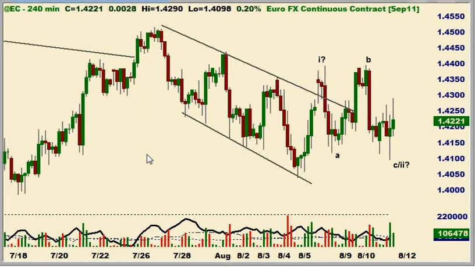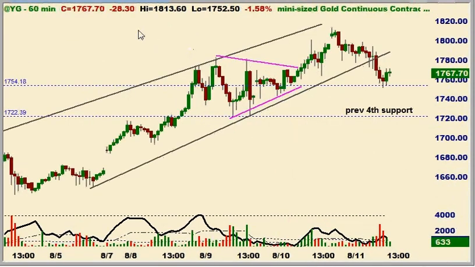The Euro FX. I think this chart's kind of a mess, to be honest, but I think that it probably best counts as a corrective decline. You have a possible impulse up, ABC down, and so you have a possible 1-2 off a corrective low. I think that favors stocks as well.